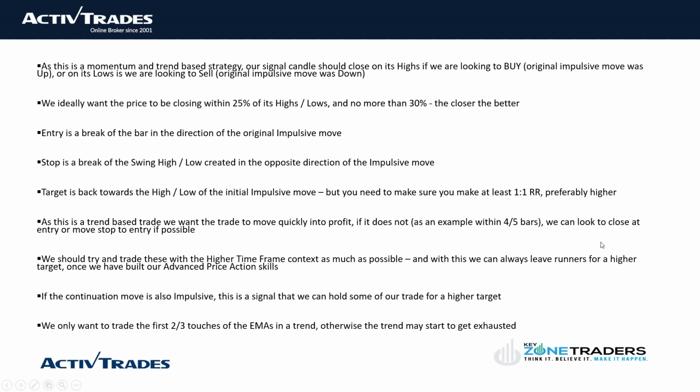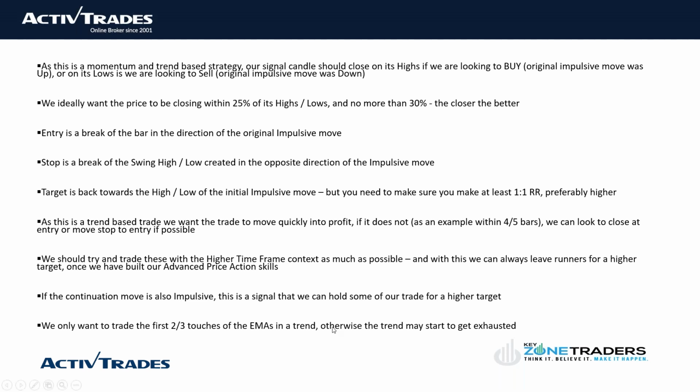As it is a trend-based trade, we want the trade to move quickly into profit. And if it doesn't, as an example, say within the first 4 or 5 candles, then we can look to close at entry or move stop to entry if possible, to just minimize the risk, reduce our risk if we haven't got that momentum with the trade. Because otherwise maybe we've misread, maybe it's a dodgy signal, something like that. We want this to be a momentum candle that keeps the momentum going in the trade, therefore we want it to move into profit and stay in profit quite quickly.